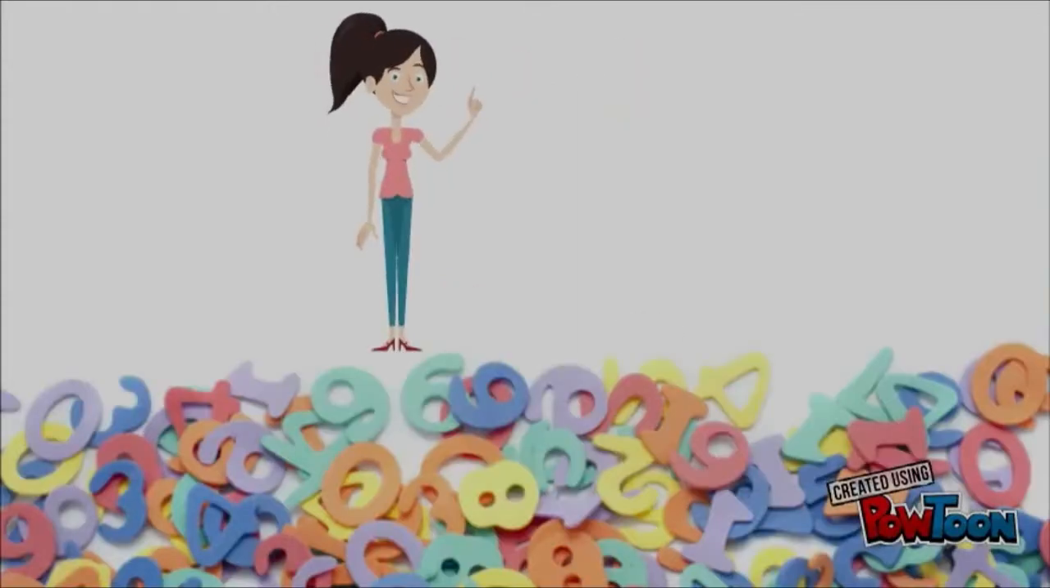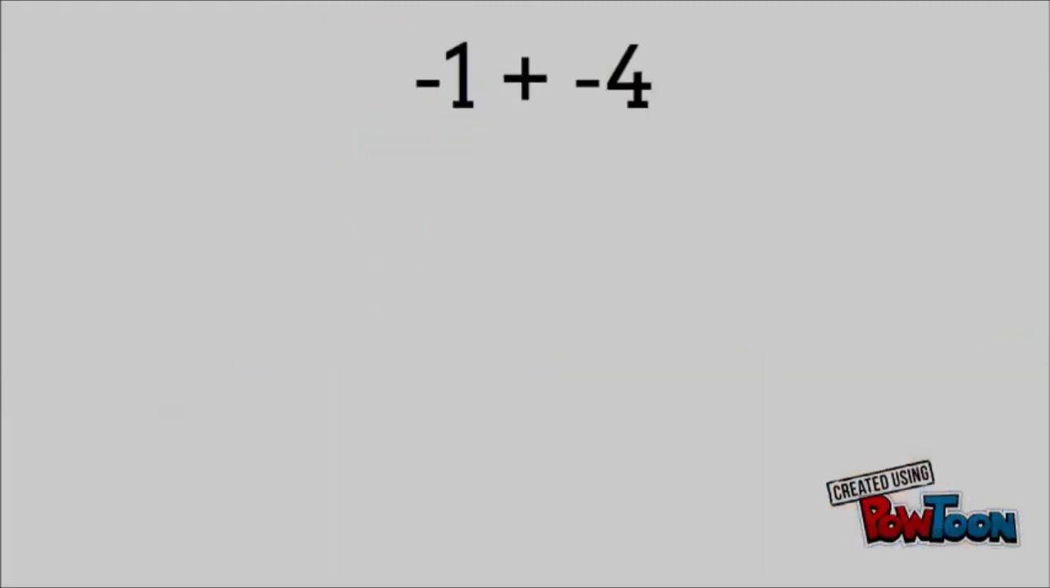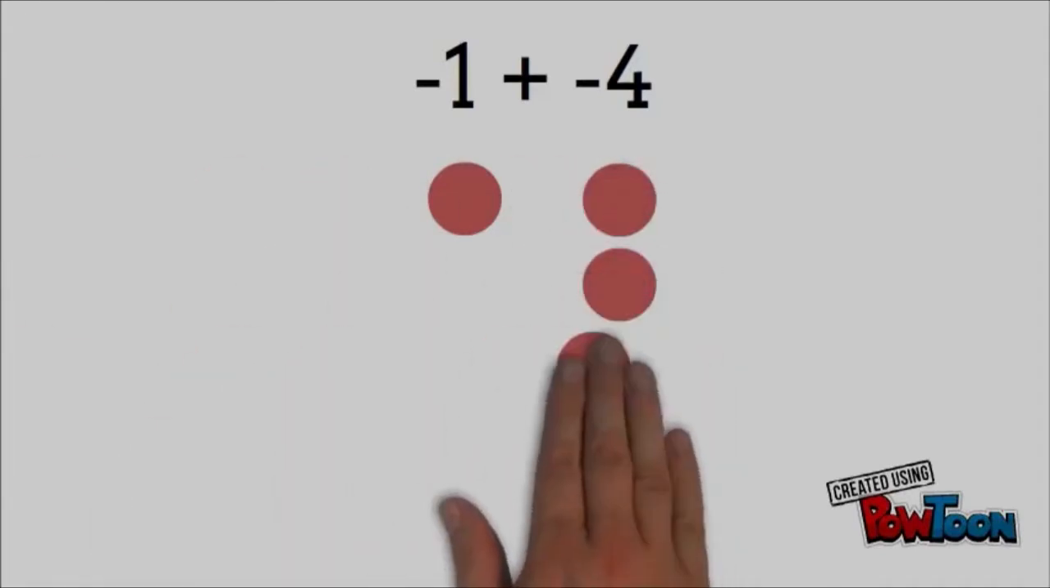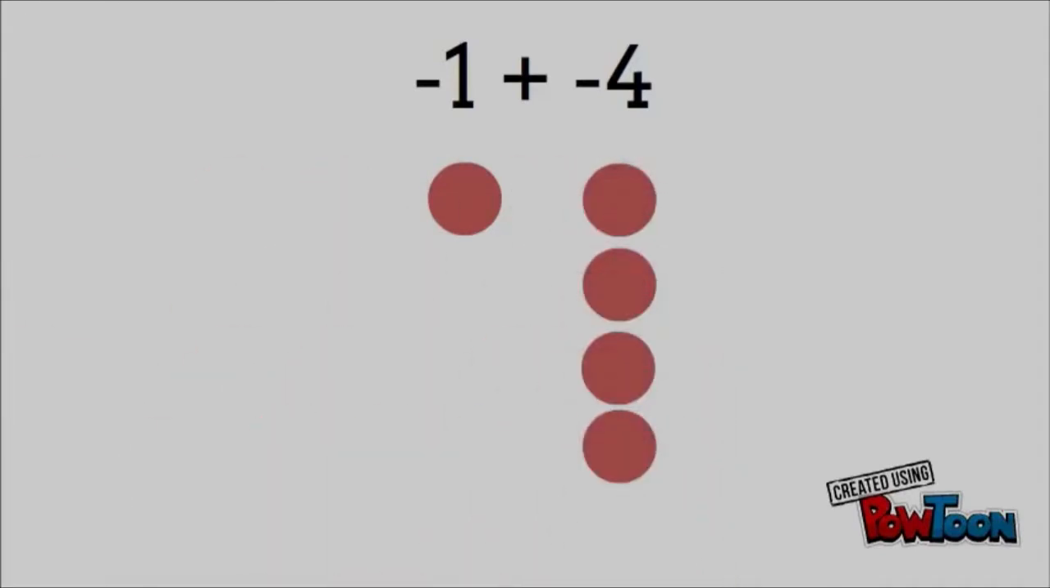We looked at how to add a negative and a positive number together using integer chips. Let's look at how to add 2 negative numbers together using integer chips. To solve the problem -1 plus -4, put out 1 red chip for -1 and 4 red chips for -4. Since there are no 0 pairs to remove, all you have to do is count how many red chips you have. You have 5 red chips, so the answer is -5.